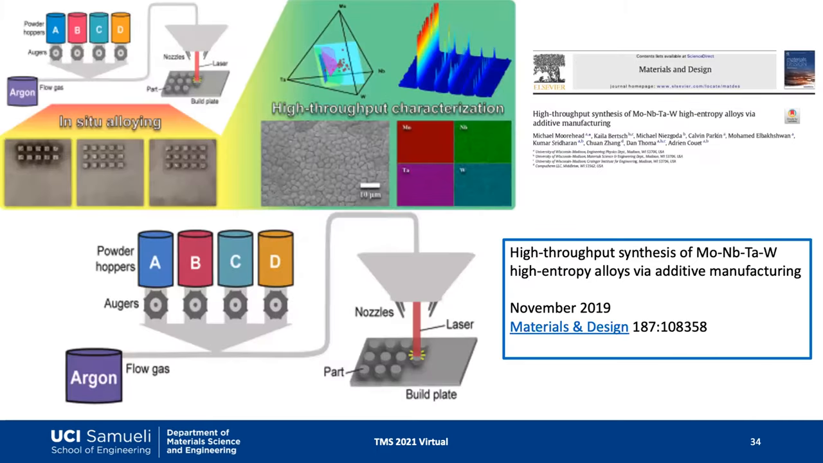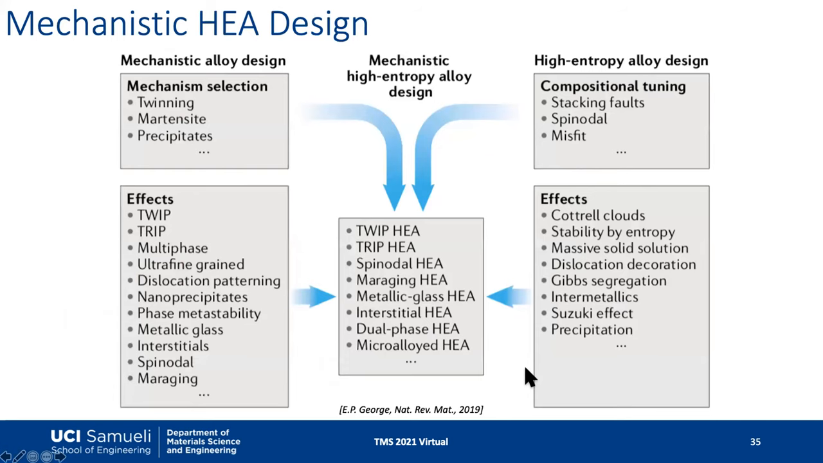Another technique that also came out of University of Wisconsin are our friends Dan Toma and his colleagues, a very interesting paper that appeared in 2019, where they are using additive manufacturing technique to make a lot of different samples for high throughput analysis. So in closing, I've been planting some seeds that really we need to think about HEAs as a new paradigm to design materials. I think this visual from George's Nature paper really puts it all together.